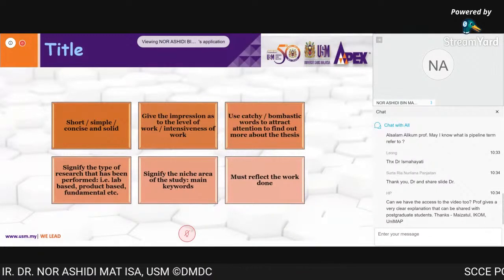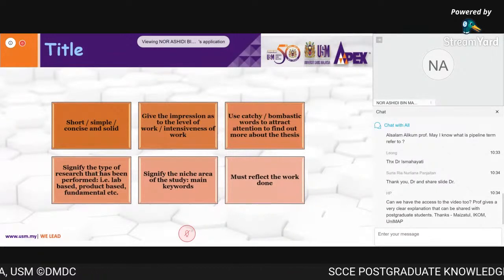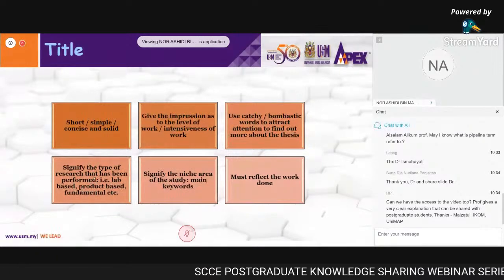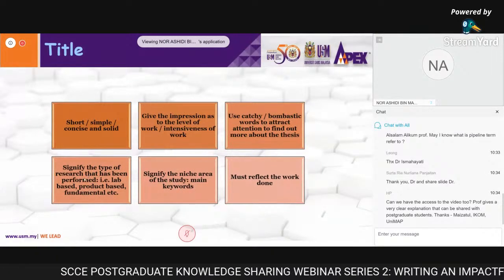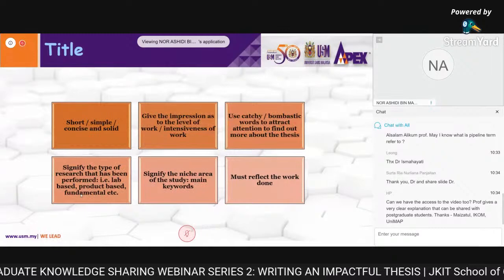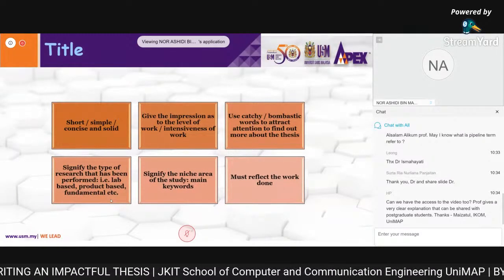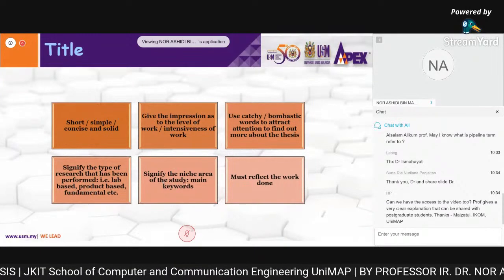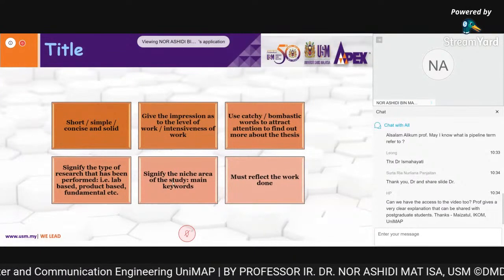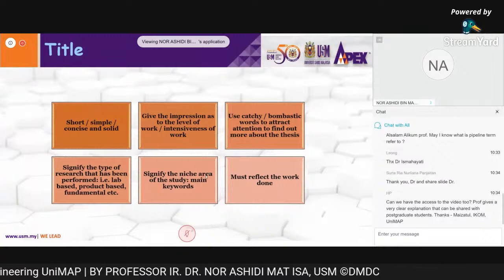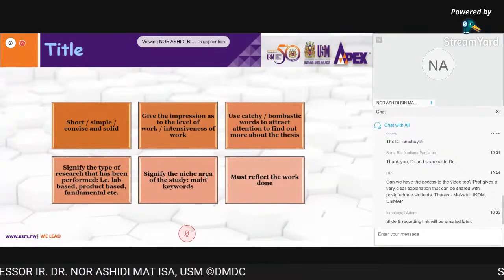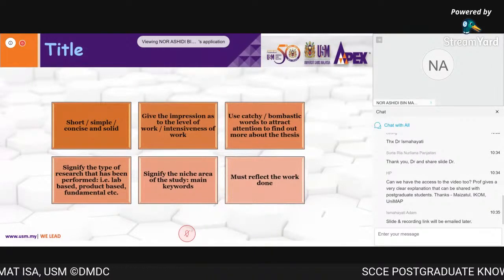Now, after that, you also need to signify the type of research that has been done. Either it's lab-based, product-based, fundamental-based, or simulation-based, and so on. And signify the niche area. This is very important. What is your niche area? Neural networks. Neural network is very big, so multi-layer perceptron or whatever.